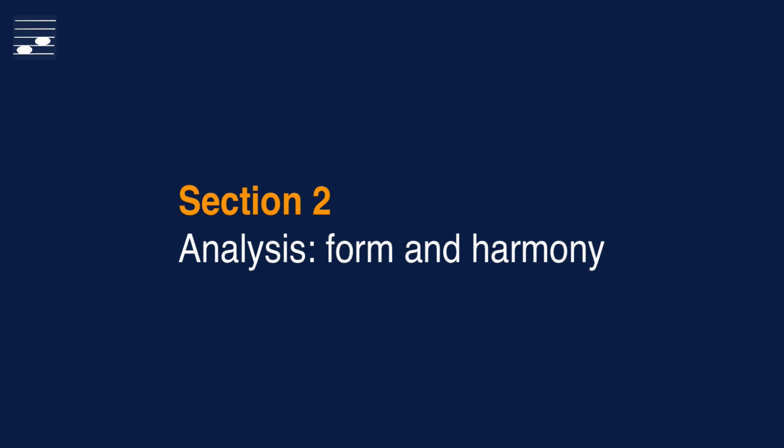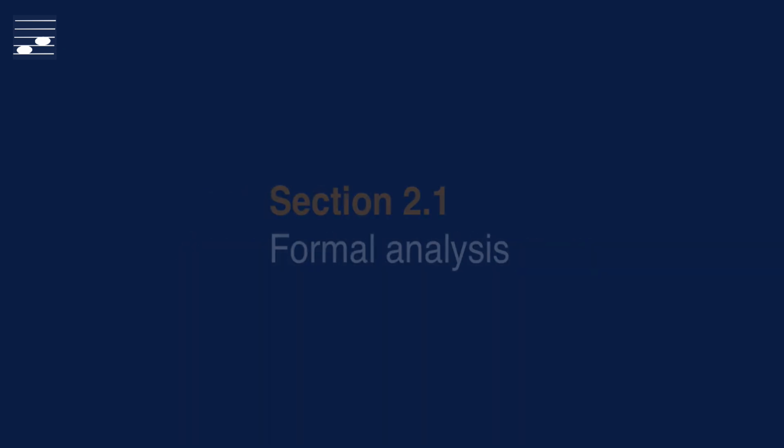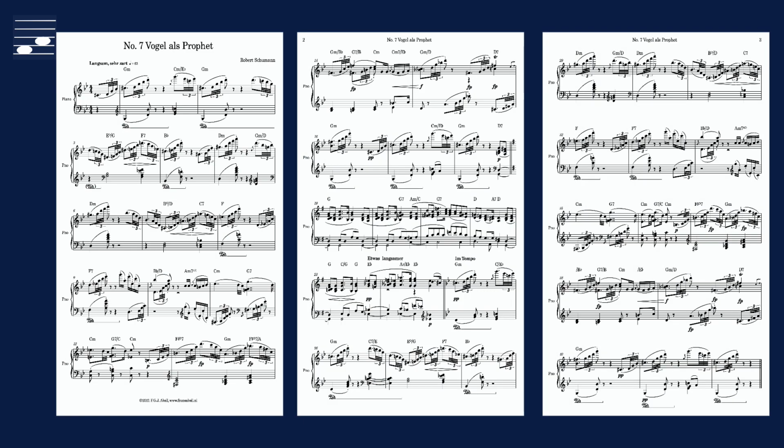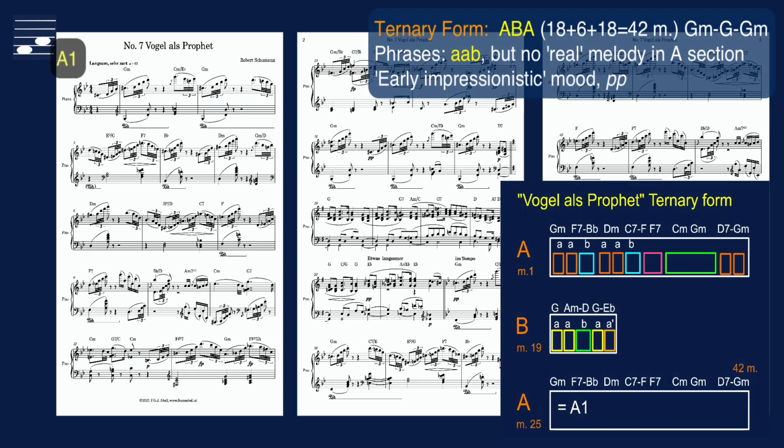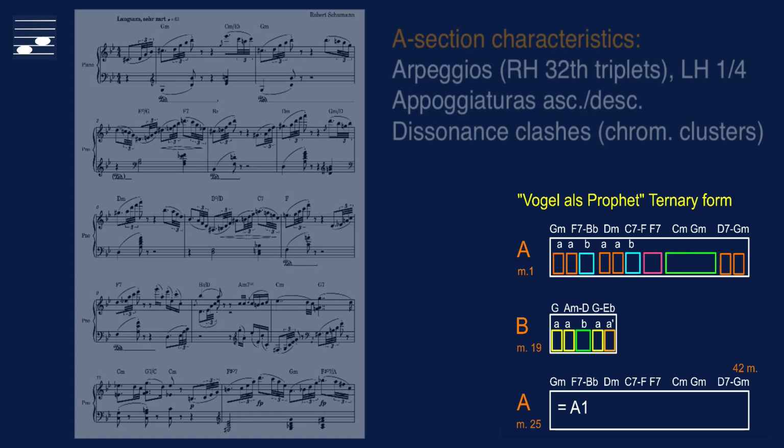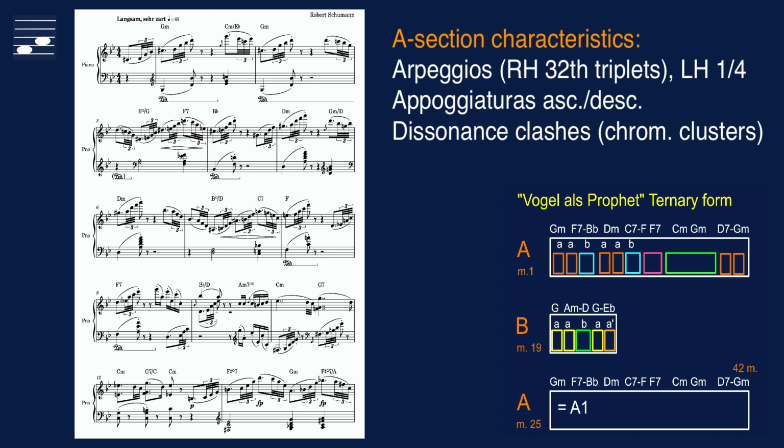Before listening to the piece and studying the appoggiaturas in detail, you'll see the formal and harmonic analysis. This fairly short piano piece in G minor has perfect symmetry in a ternary form ABA. The middle B section is significantly shorter than the outer A sections and is in the parallel G major key. The dynamics are soft between pianissimo and mezzo forte, and on first listening, this piece to me sounded like early impressionism. There is no real melody in the A section.